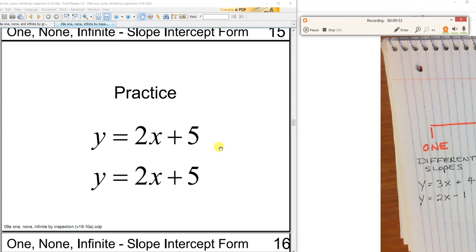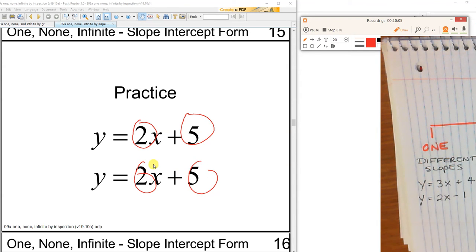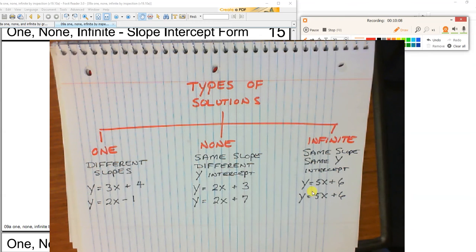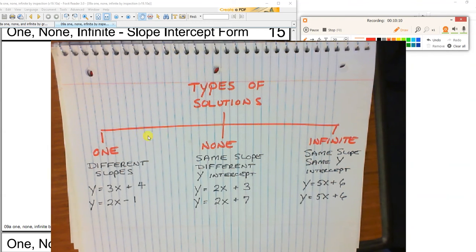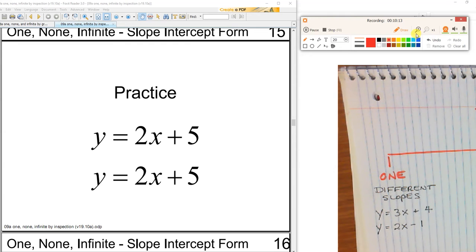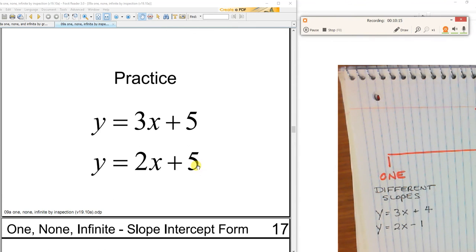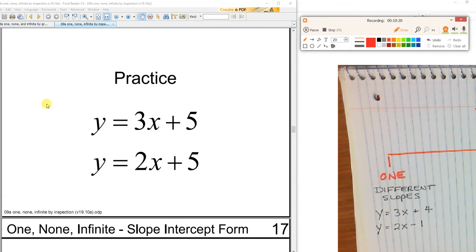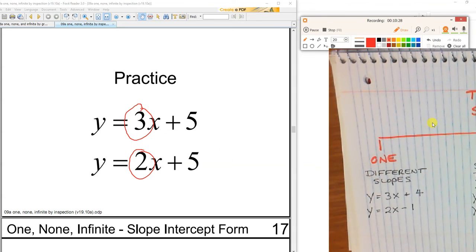All right, I'm looking at this one, and what do I see? I see that they have the same slope, and they have the same y-intercept, and my notes say same slope, same y-intercept, infinite solutions. Let's look at this one. I have different slopes, right? Different slopes. What does that mean? Different slopes. One solution.